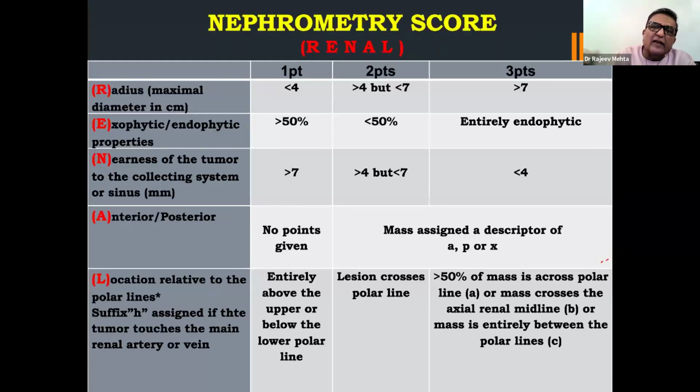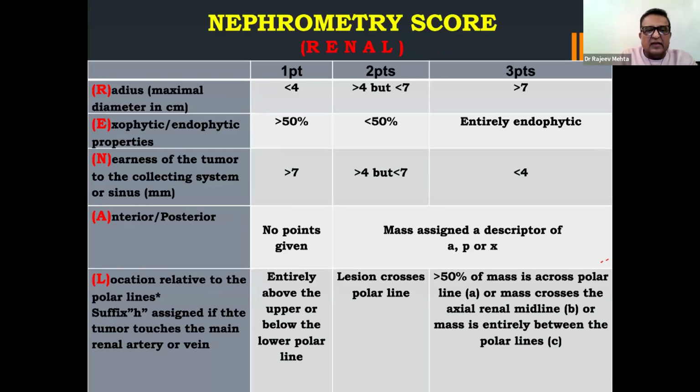Now, how do we calculate this nephrometry scoring system? There is an acronym by name RENAL, where the R stands for radius, E stands for exophytic or endophytic, N stands for nearness of the mass to the adjacent pelvicalyceal system, A for the location, anterior or posterior, and when it is neither anterior nor posterior, then we can give the description as X. And lastly, L is the location between the polar lines, whether the mass is within the polar lines, or above or below the polar lines.